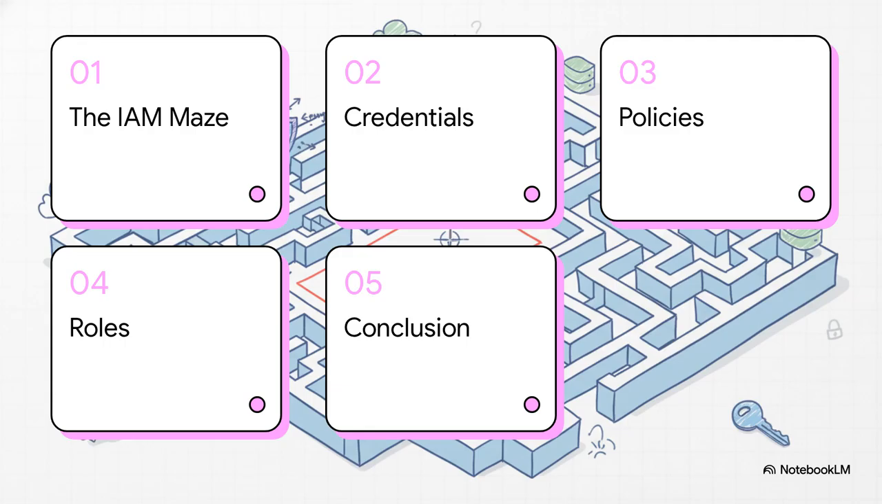We're going to start with credentials, then we'll decode those access denied messages by digging into policies. After that, we'll look at how services talk to each other using roles, and we'll wrap it all up with a conclusion that gives you your own troubleshooting map.